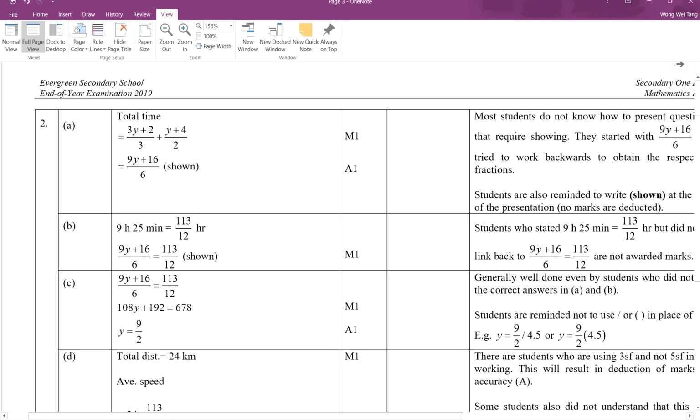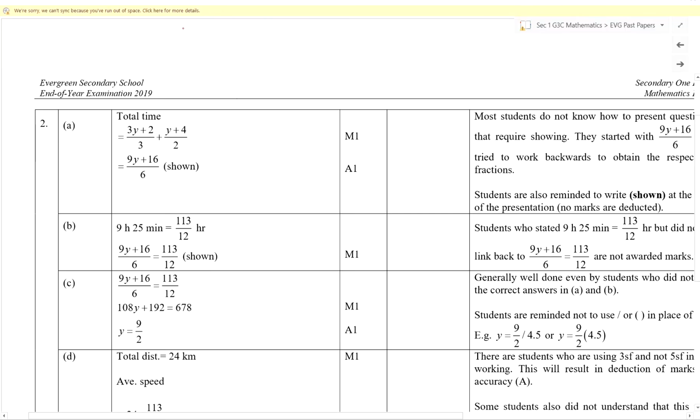Okay, now question 2A. 2A is generally well done, but I require you to write the labels, because many of you are able to do this without showing me what you are calculating. So I need to see this, your statement. You are finding the total time.